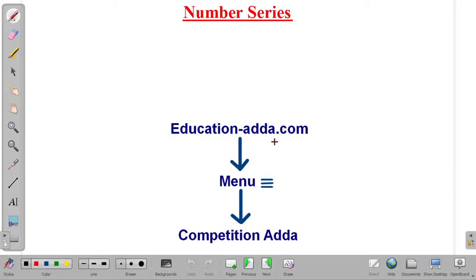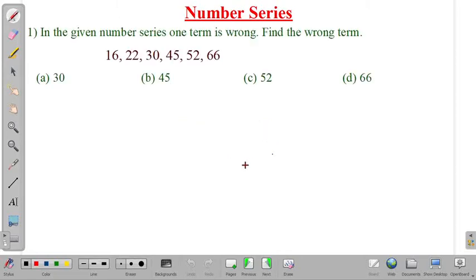Okay friends, so coming back to lecture 3. In this series, we have to find the term which is not correct, which is not suitable as per the logic of the series. So we need to find that term which is the wrong term. Randomly, we don't need to apply the logic.